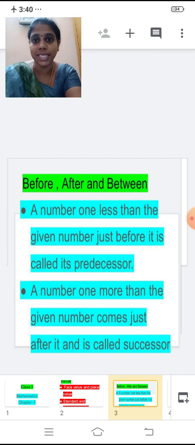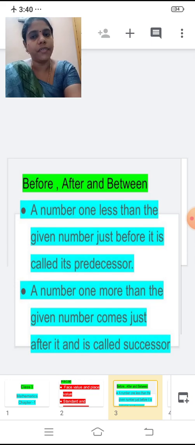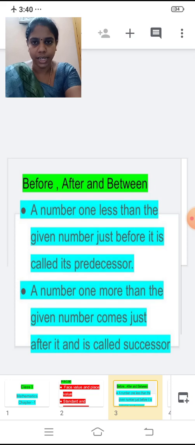And what do you mean by successor? A number one more than the given number, that is the number that comes just after it, is called the successor. What do you call it? Successor. What do you mean by successor? A number one more than the given number, the number that comes just after the number is called the successor. Shall we see one example now?